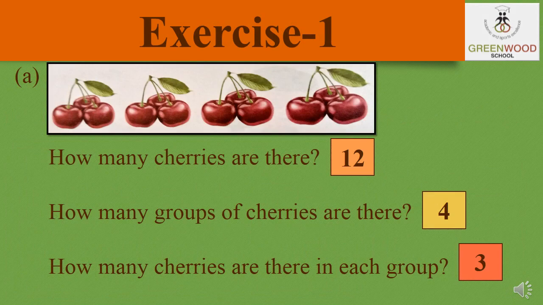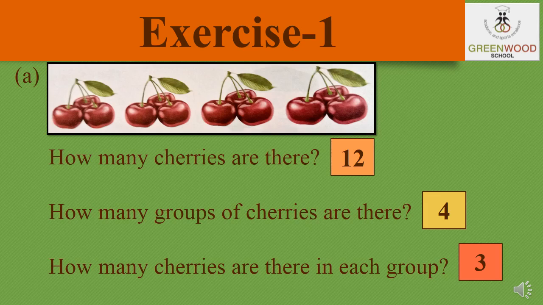Let's see some examples. Exercise 1A. Look at the picture. We have some cherries. The first question is, how many cherries are there? Let's count them. 1, 2, 3, 4, 5, 6, 7, 8, 9, 10, 11, 12. So we have total 12 cherries.